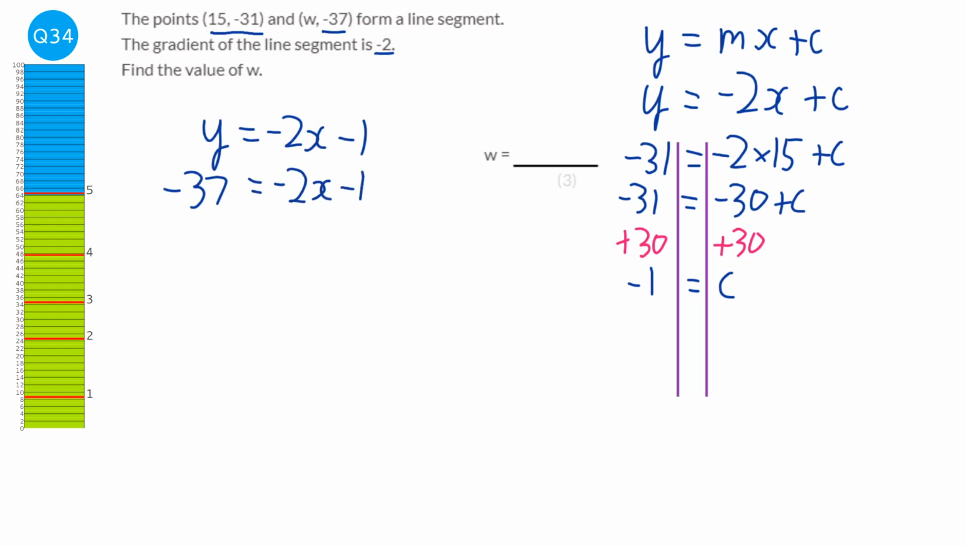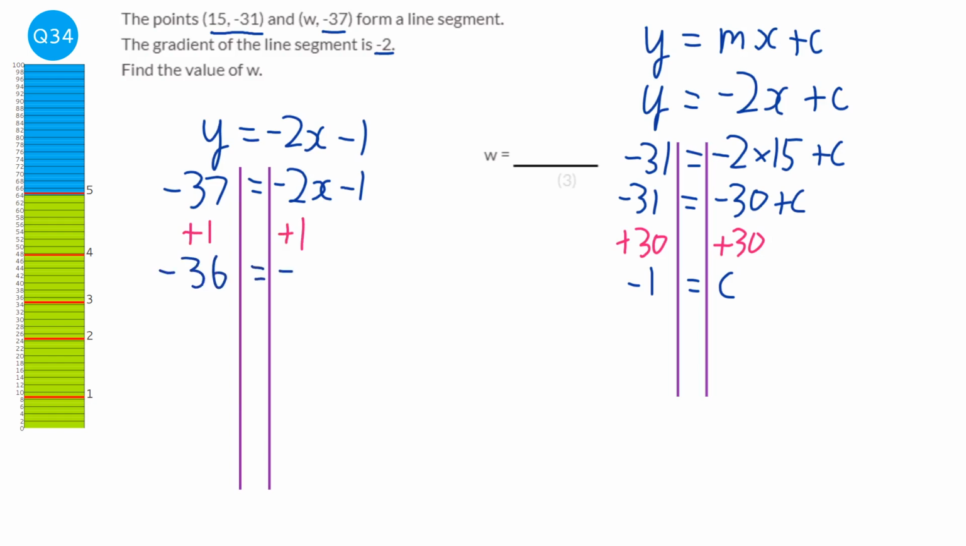So let's get our solving lines in. Okay, so the first thing I'm going to do is add 1 to both sides. And so it would be -36 equals -2x. I'm going to now divide everything by -2. And a negative divided by a negative is positive. 36 divided by 2 is 18. And then obviously that gets rid of the coefficient of the x, so it's just x. So x equals 18. So the x value is 18 and the x value is the w value.